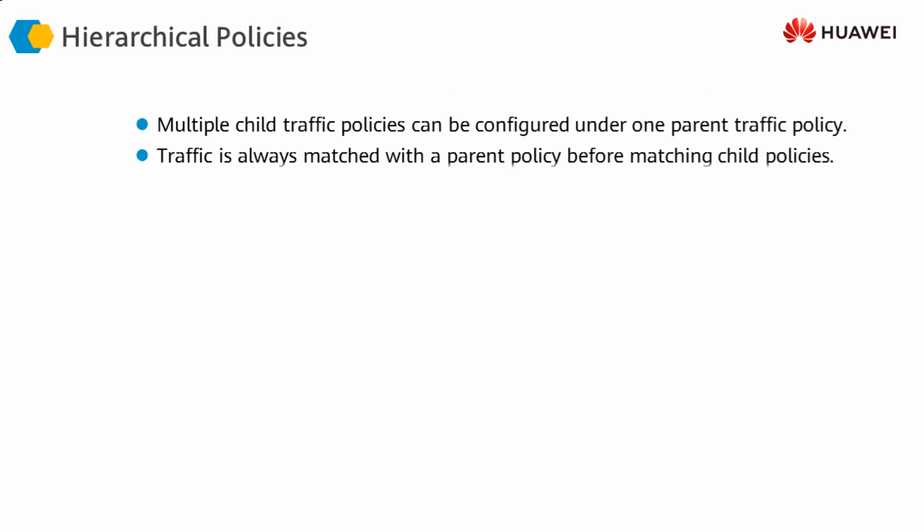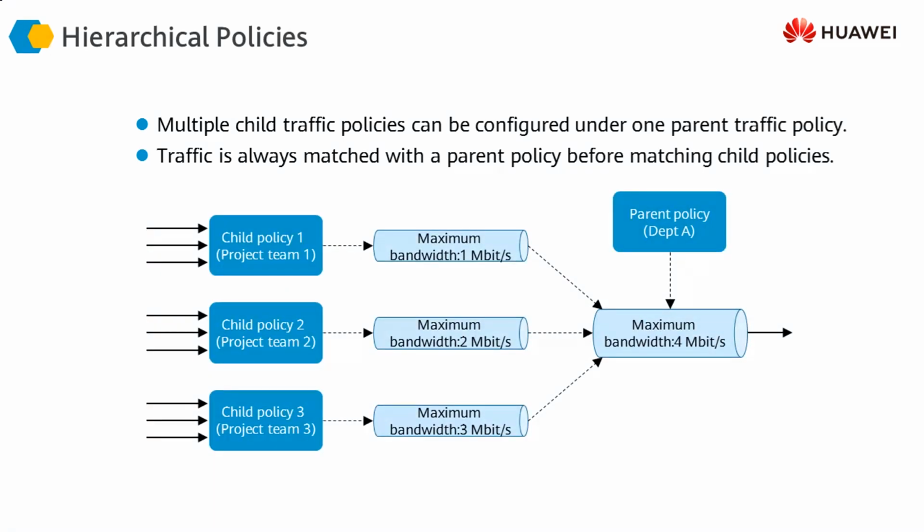We can have hierarchical policies, which means that we have a parent policy for department A. Let's say we have a department A and we define the parent policy that this department overall cannot have more than 4 megabits per second of bandwidth through our firewall. But this department has got 3 project teams, project team 1, project team 2 and project team 3, and we want to define child policies for these 3 project teams.